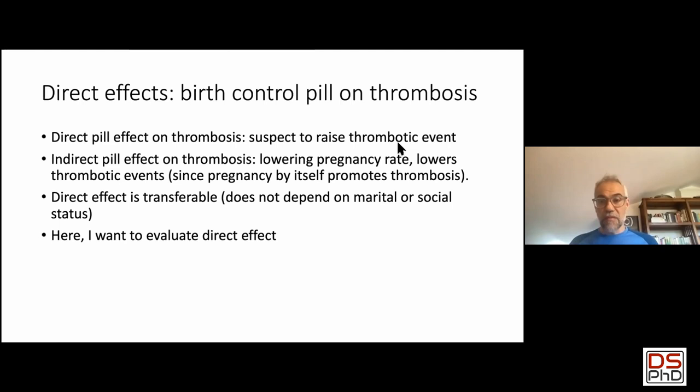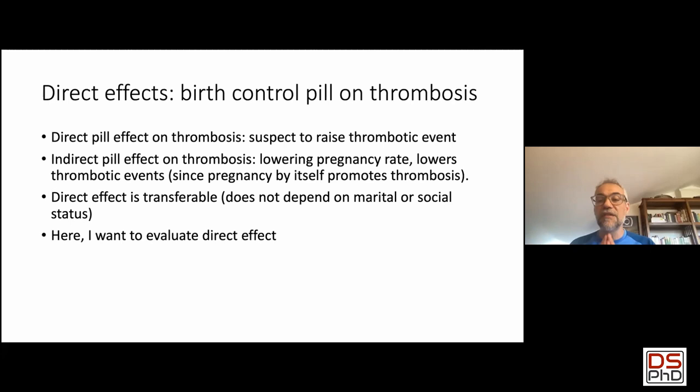Suppose that we are the first, this is one of the most timely examples that I found. Suppose that we want to understand the effect of the birth control pill on thrombosis. There is a suspicion that the birth control pill, the contraceptive pill, can raise thrombotic risk and can enhance thrombotic events. So it favors thrombosis. But there is also an indirect pill effect on thrombosis that goes on the opposite side. By lowering the pregnancy rate, because of course it's a birth control pill, it lowers thrombotic events by indirect effect, since pregnancy by itself promotes thrombosis. So both the pill and the pregnancies are causes of thrombosis.